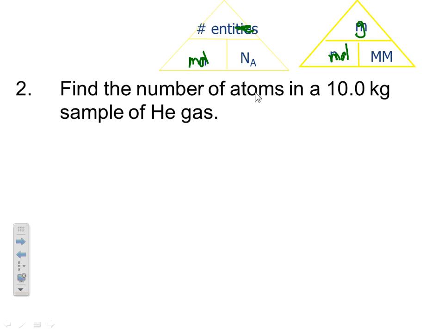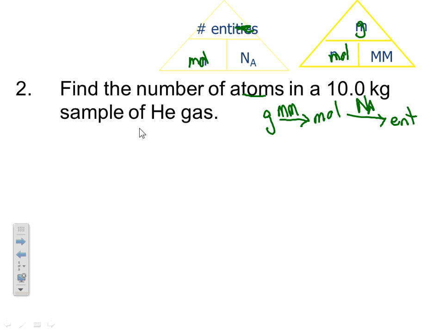Again, we want to get entities in 10 kilograms of helium gas. So I'm starting with a mass, which means I'm starting with this equation. I'm starting with grams. I can turn that kilo into grams, and I'm going to turn that grams into moles using the molar mass. That's this triangle here. Once I have moles, I can convert that moles into entities using Avogadro's number. We want to find the number of atoms.